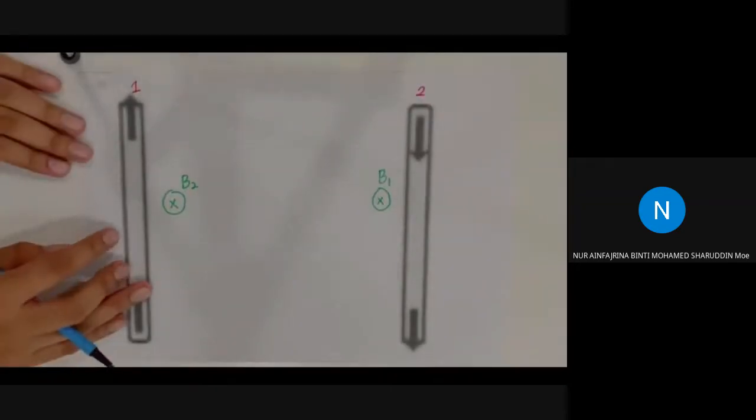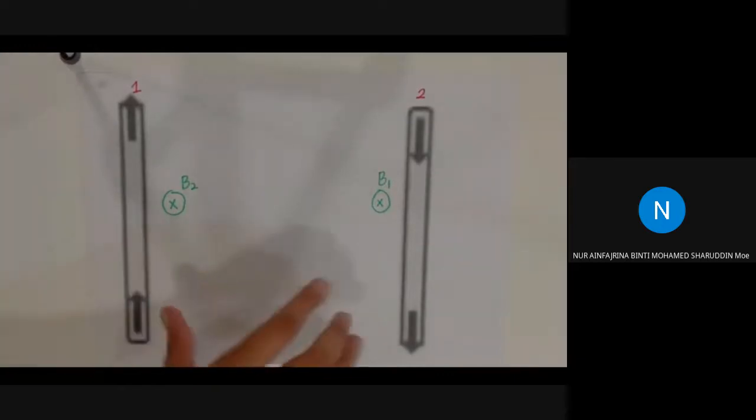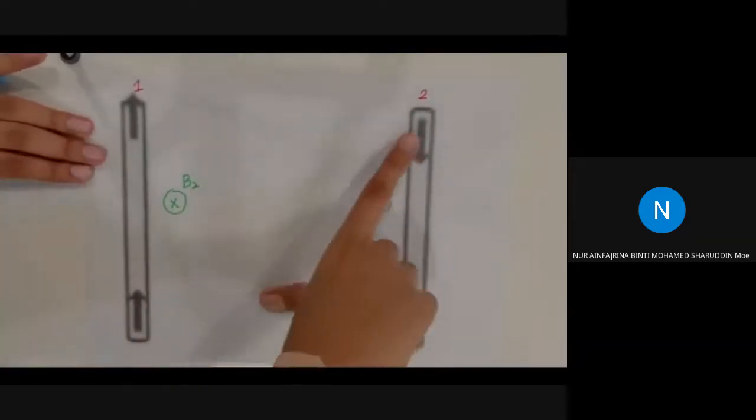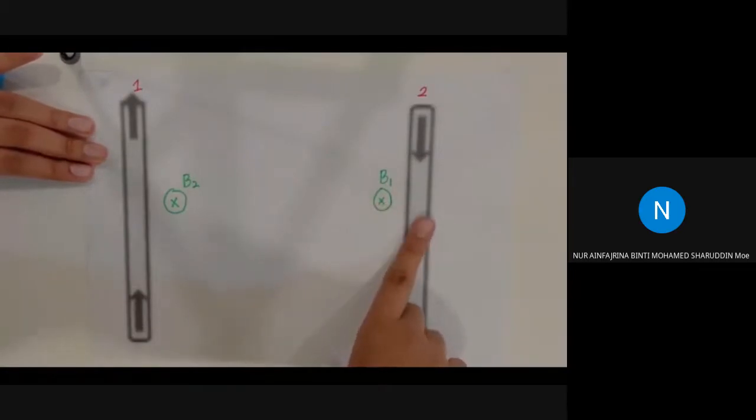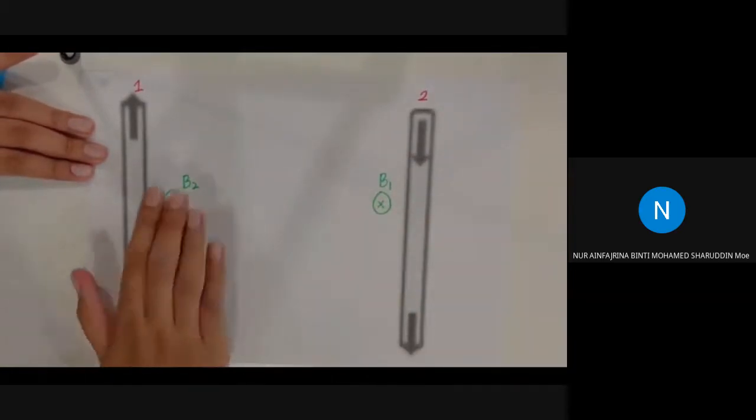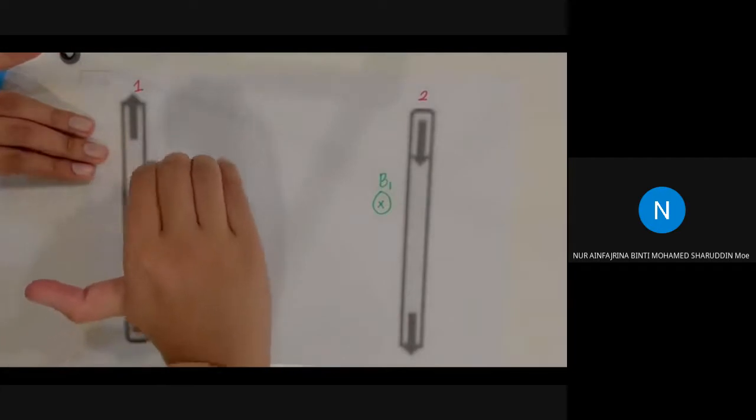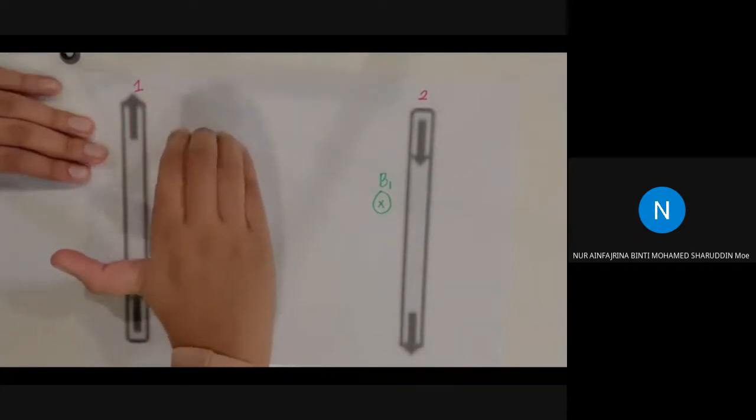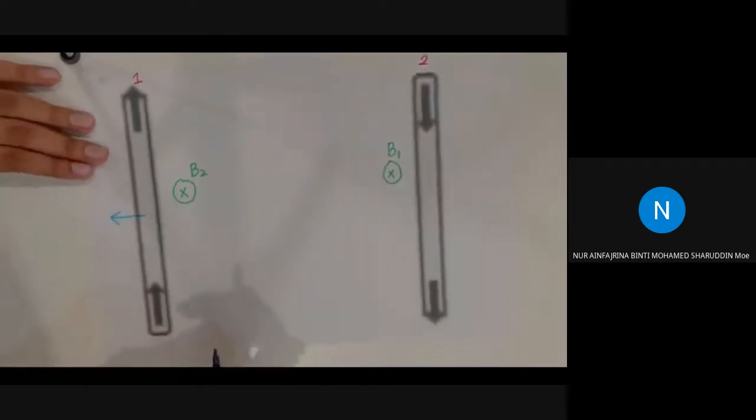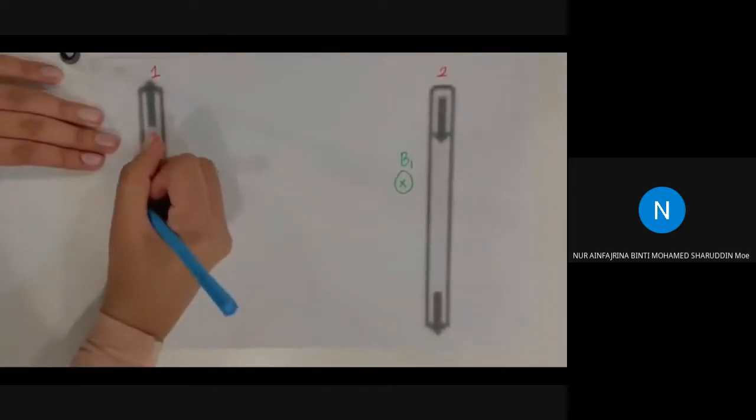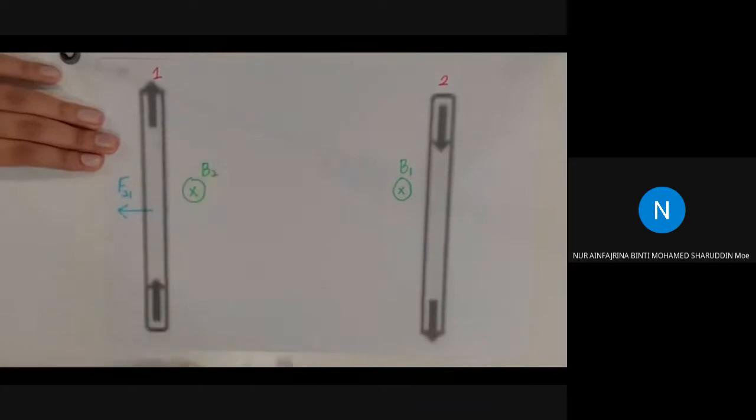Alright, now we find the direction of force. Again, this one is the magnetic field of wire 2 on wire 1, and this one is the magnetic field of wire 1 on wire 2. The current goes up, the magnetic field goes in. Current up, magnetic field in, so our force will be to the left. This is force 2 on 1.